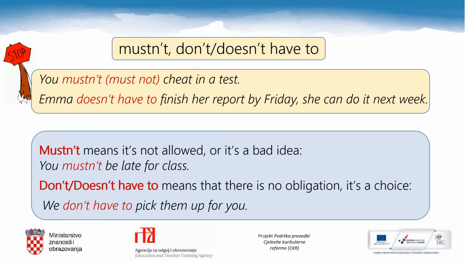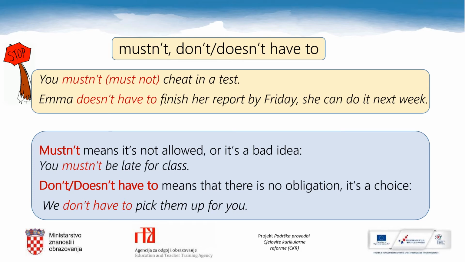The negative of have to is don't have to or doesn't have to. But there is a difference. Doesn't have to or don't have to is your choice. If you want, you can do it, but you don't have to. Emma doesn't have to finish her report by Friday. She can do it next week.